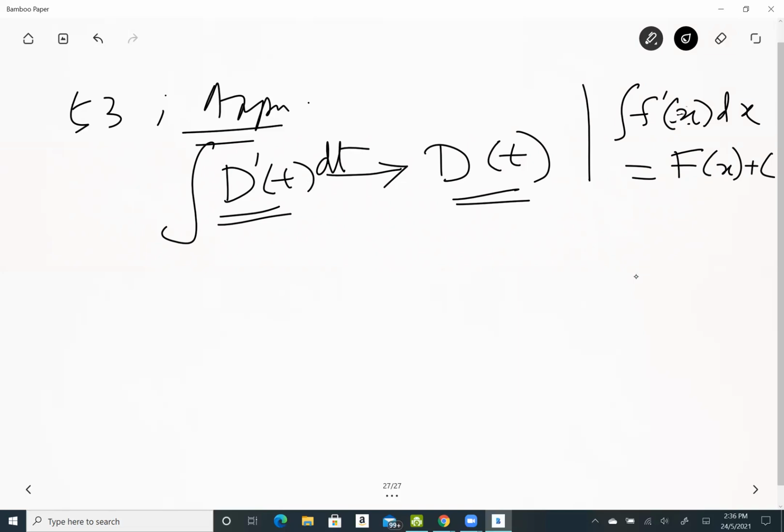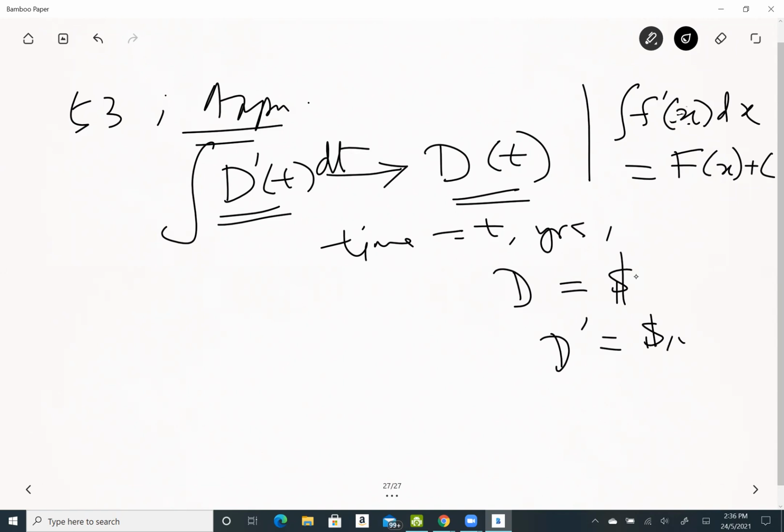You want to find the depreciation for a given interval. The time, let's call it t, is in years. Depreciation is in dollars. The depreciation rate is given in dollars per year, so D prime is given in dollars per year. And you want to find the depreciation.